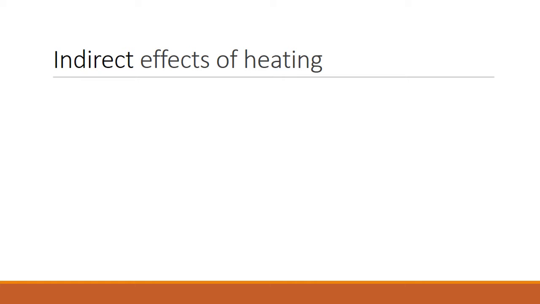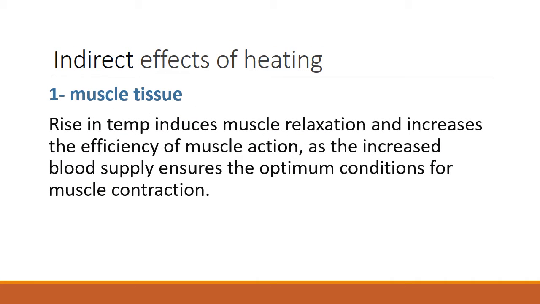Second is the indirect effect of heating. Second of physiological effect of heating. So first direct effect, second is indirect effect. First, on the muscle tissues. Rise in temperature induces muscle relaxation and increases the efficiency of muscle action, as the increased blood supply ensures the optimum conditions for muscle contractions.